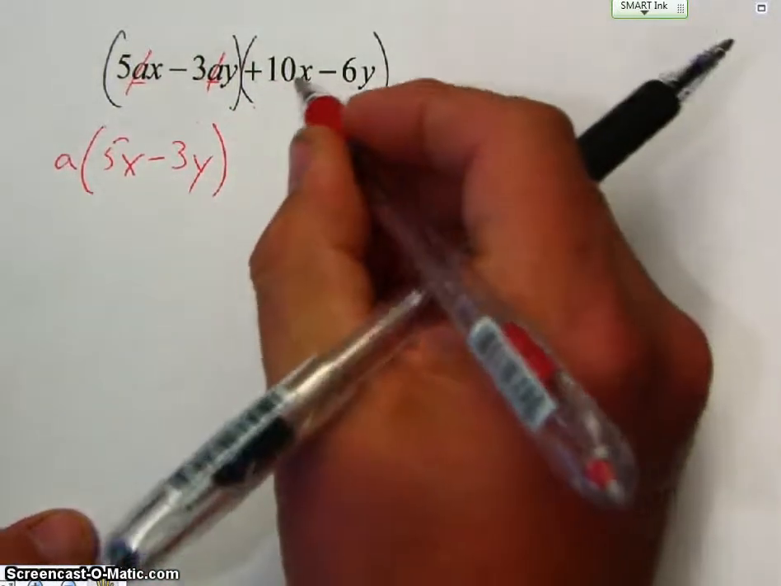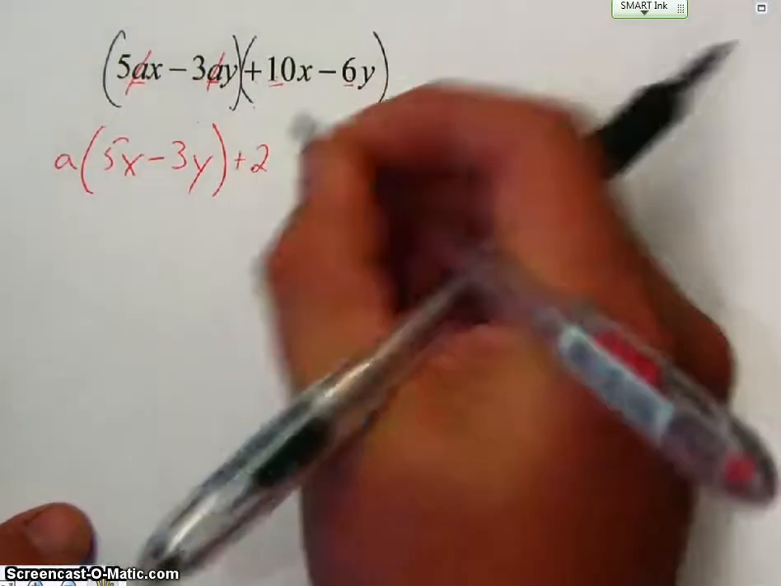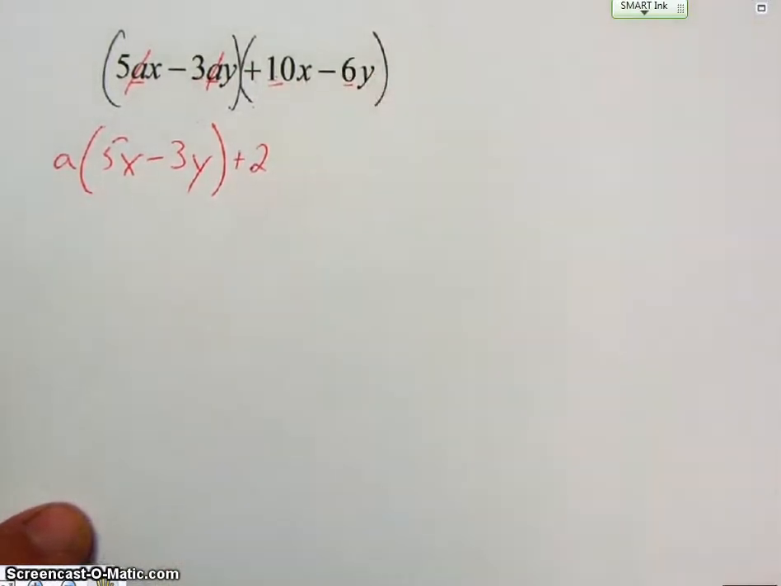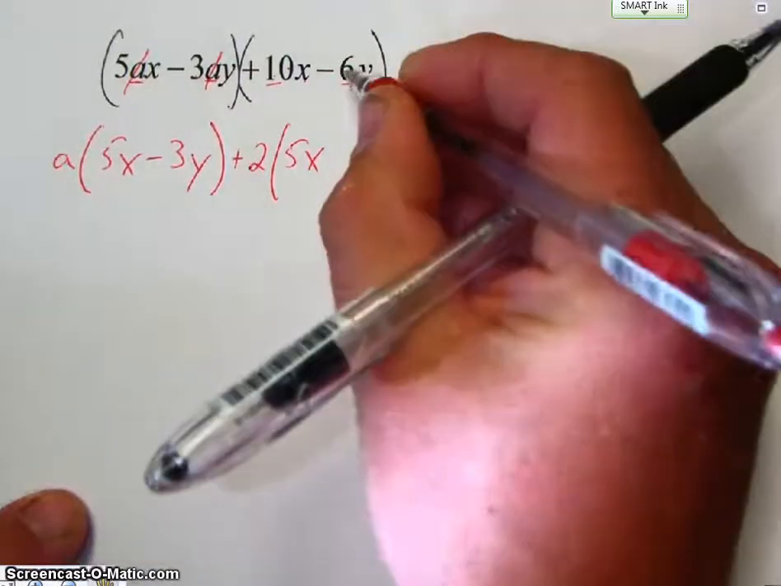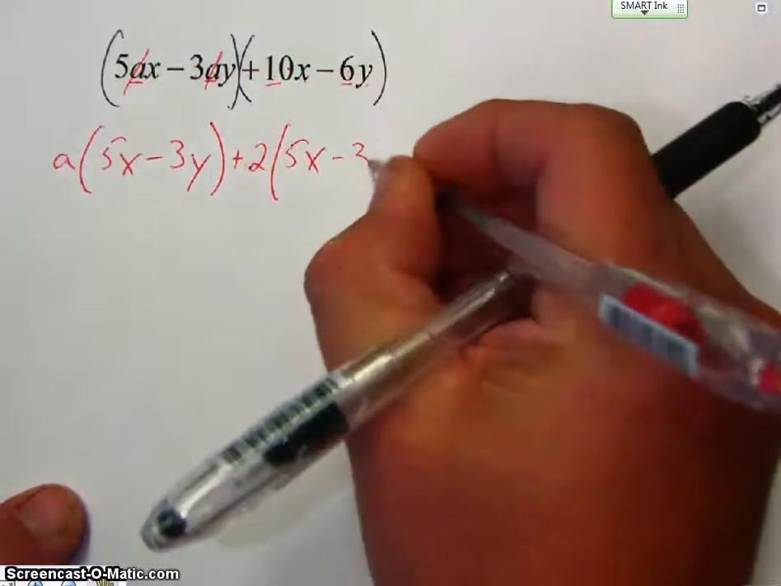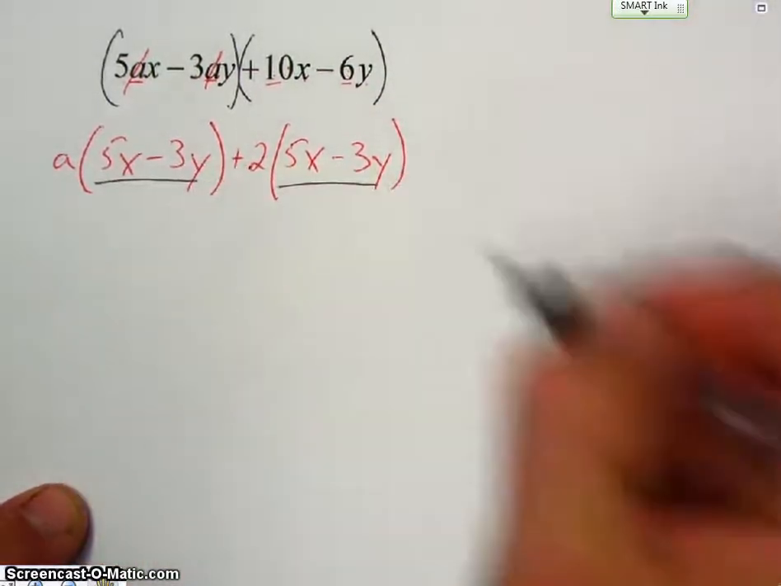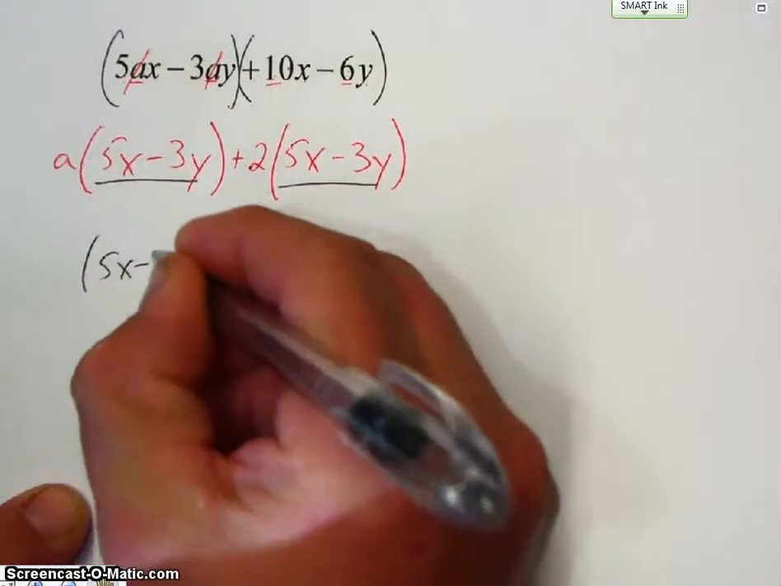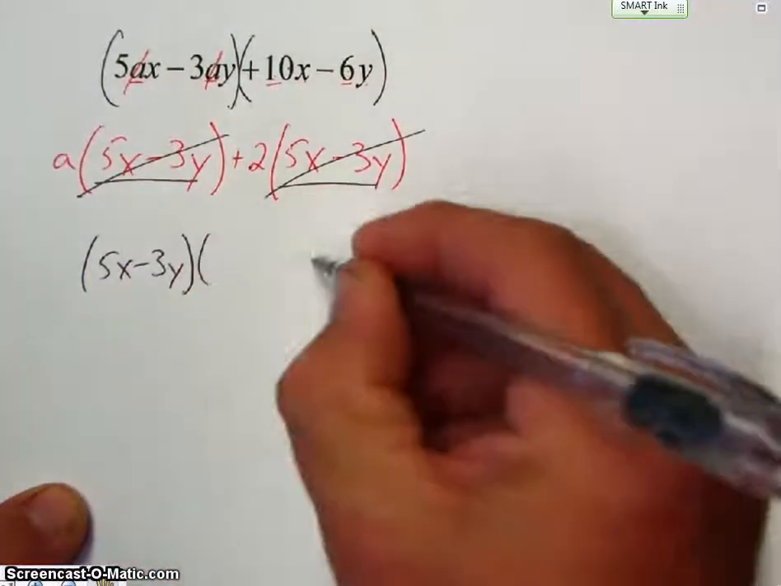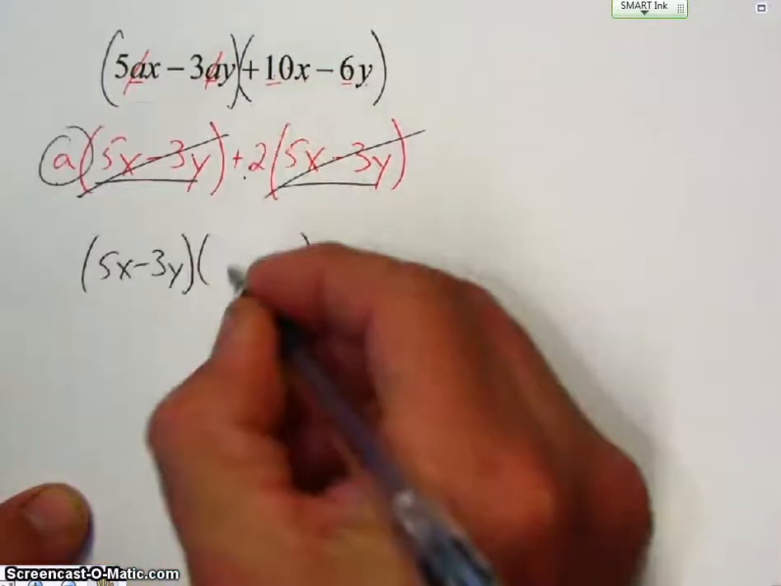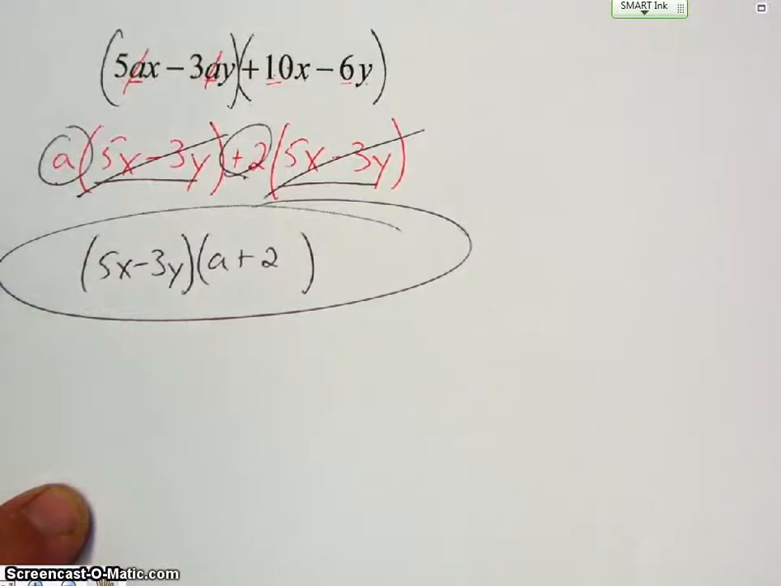In the second group, a 2 goes into 10 and 6, so I can factor out positive 2, and it looks like there's nothing else. So 10 divided by 2 is 5, I have x. Negative 6 divided by 2 is a negative 3, and then I have the y. These are the same, so I rewrite it. Come back, cross them out, and in parentheses, you put the leftovers. I have an a and a positive 2. And there you go.